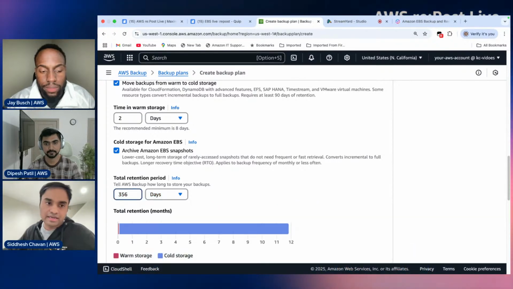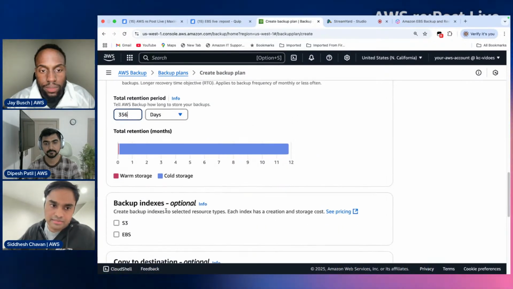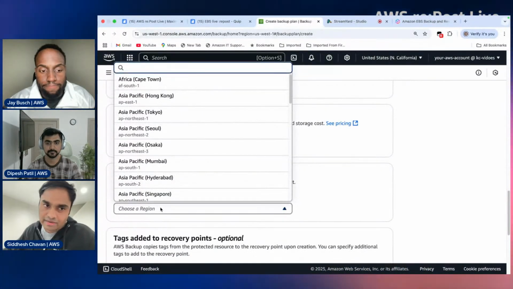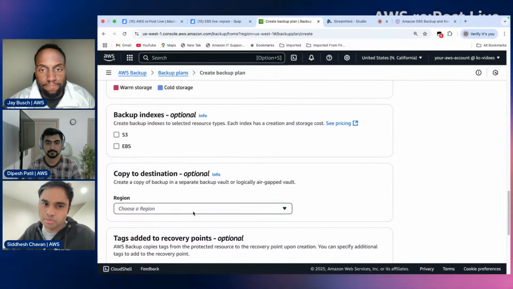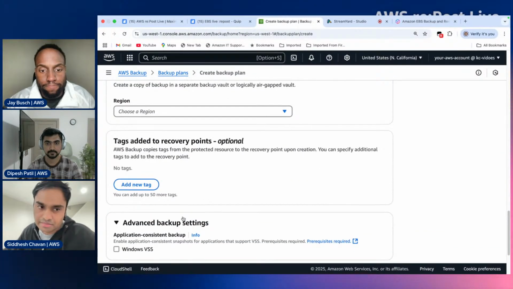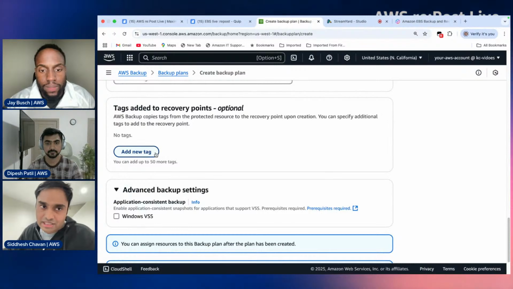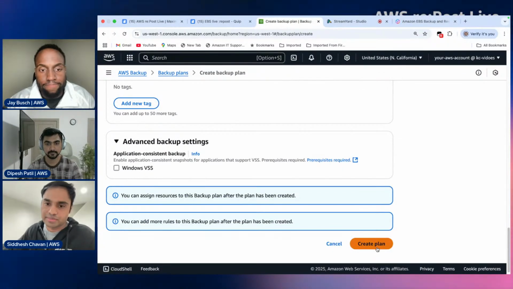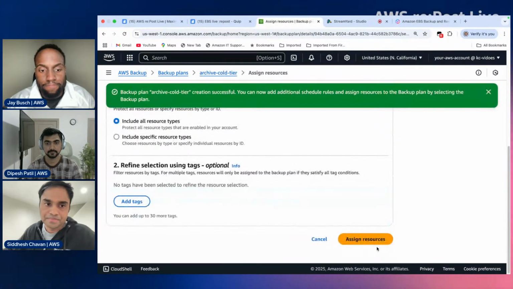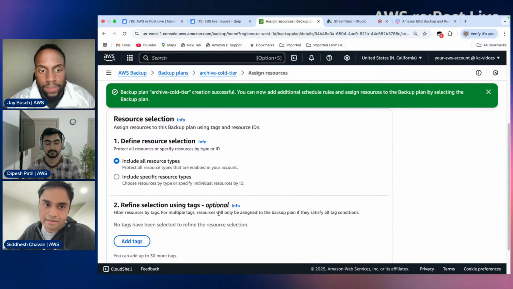In archival tier, let's say I'm storing it for 1 whole year, and you can select what region you want to copy this snapshot to, but for simplicity, I'm going to stay in the same region. You can add tags to that particular recovery point, but for simplicity, I'm just going as it is. So I have created this backup plan.